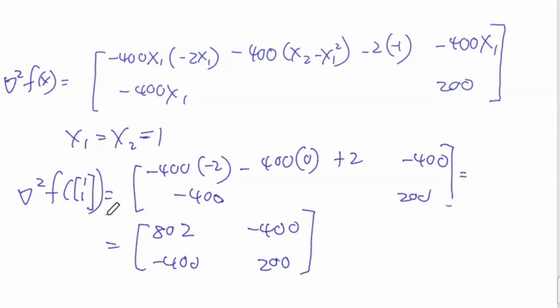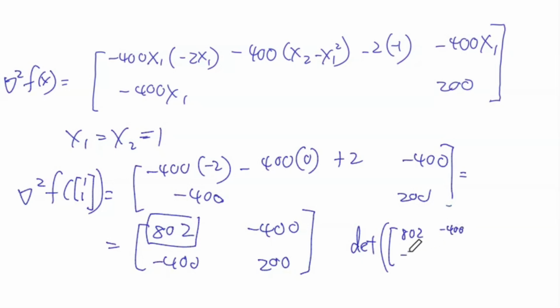So is this a positive definite Hessian? What we do is first we check, because this is a 2 by 2 matrix, right? First we check this number, is it positive? Yes, it's positive. And then second we check the determinant of this: 802, negative 400, negative 400, 200.